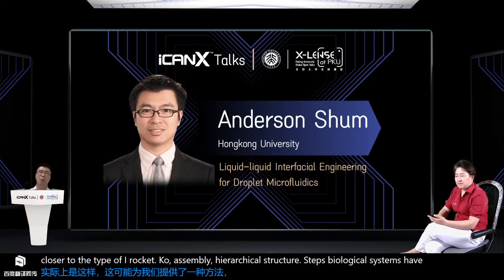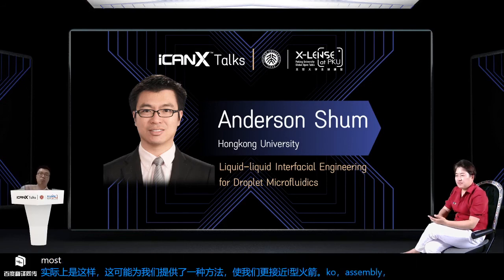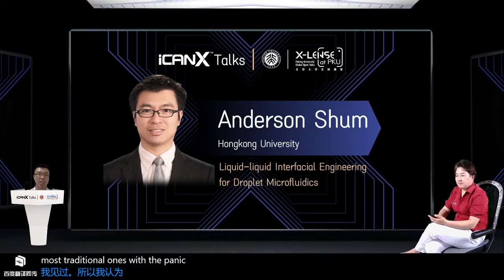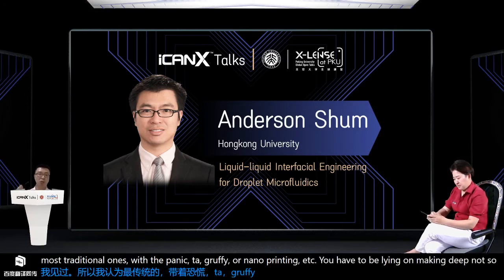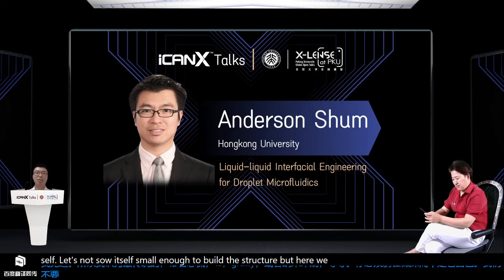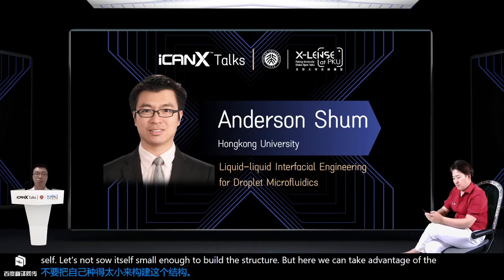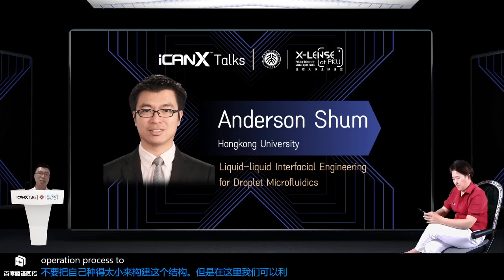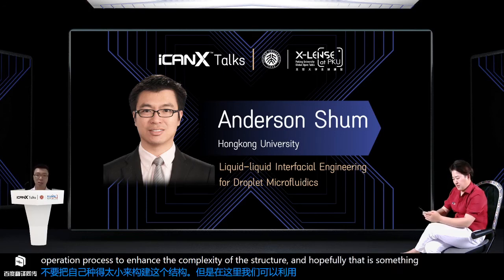The more traditional dip-pen lithography or nano printing has to rely on making the nozzle itself small enough to build the structure. But here we can take advantage of the aqueous phase separation process to enhance the complexity of the structure. And hopefully that is something we can put to good use in the next year or so.